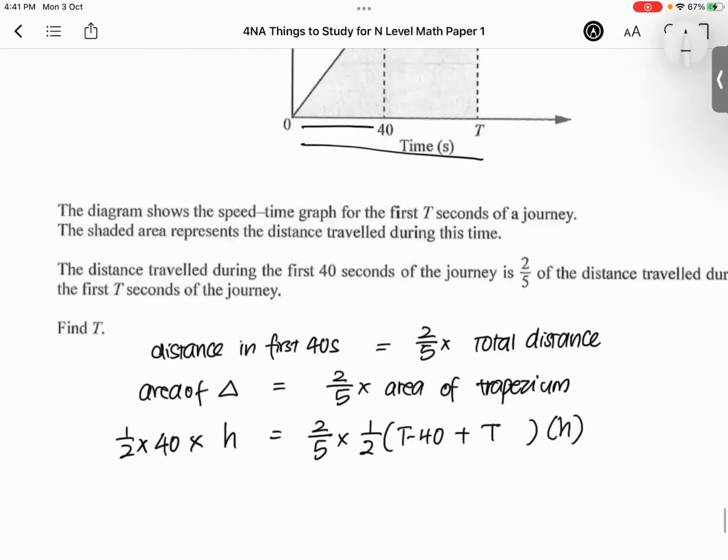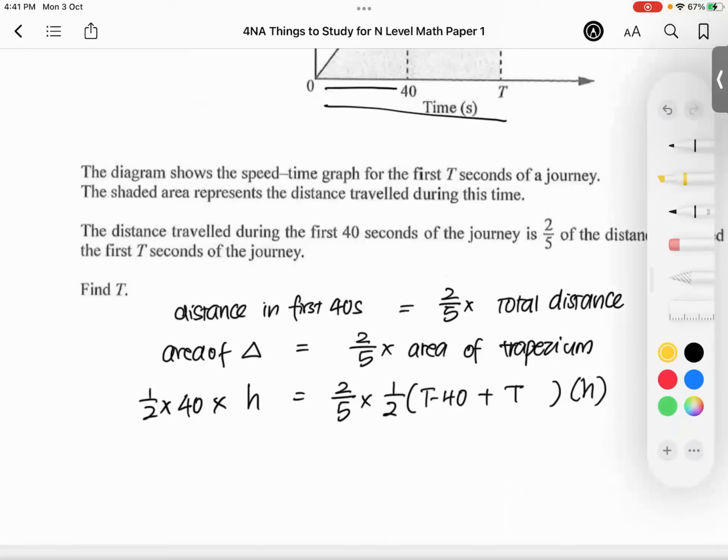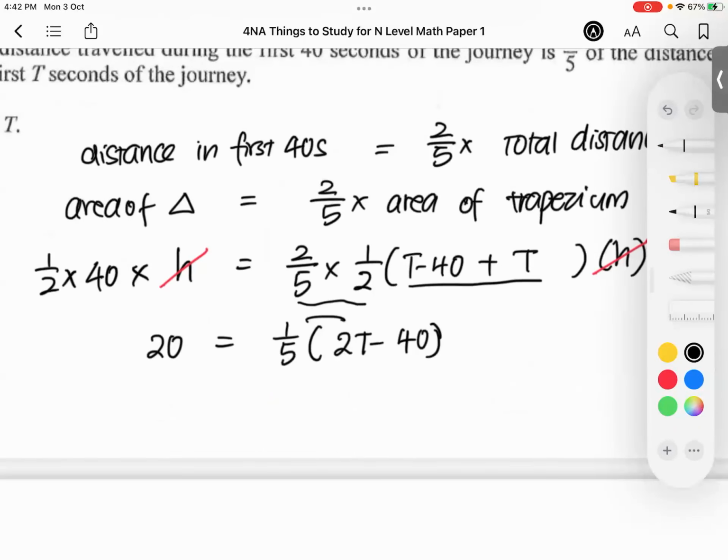Okay. First step, before I simplify anything, I notice both sides got the H. Cancel away. It's multiplication, so I can cancel. If it's addition, then make sure it's a common factor, then I can cancel, okay? Then next part, 2 times, half times 40, 20. This number here multiply gives you 1/5. This bracket here add together, 2t minus 40. Then what's left? Expand and simplify.